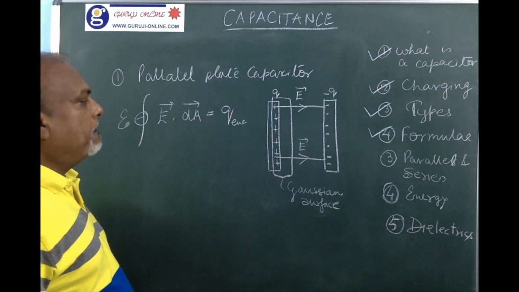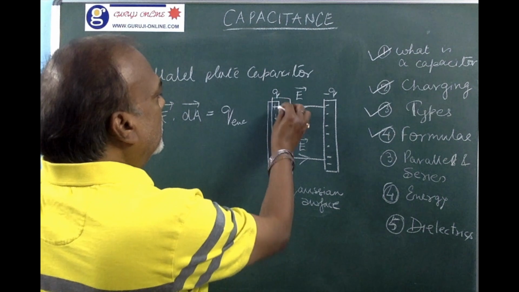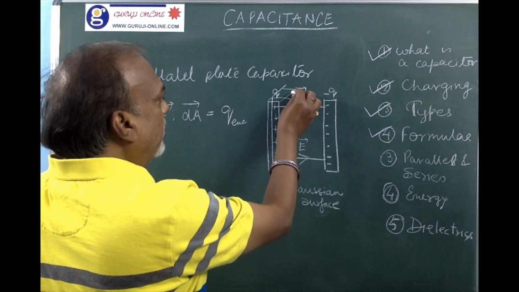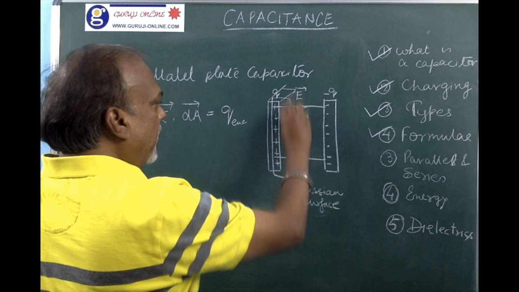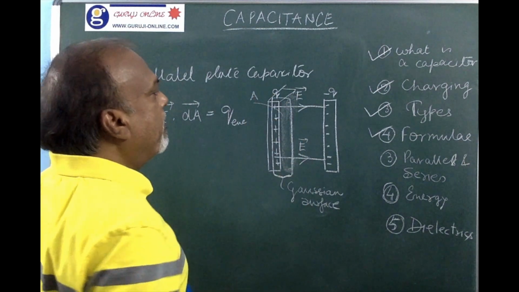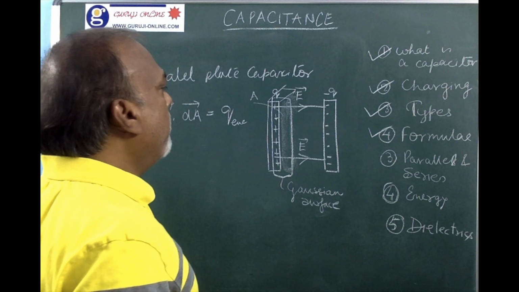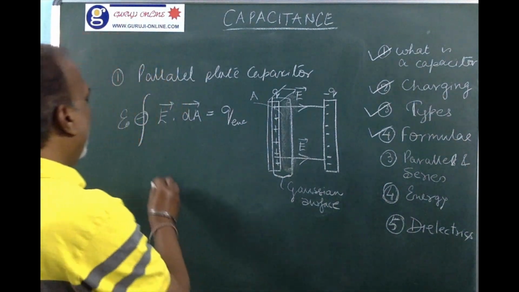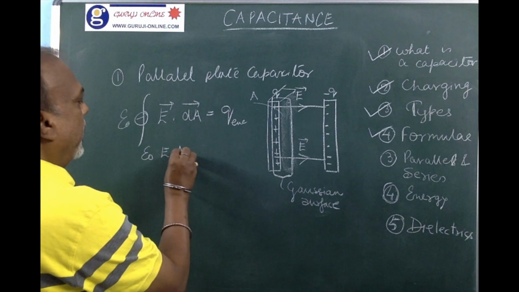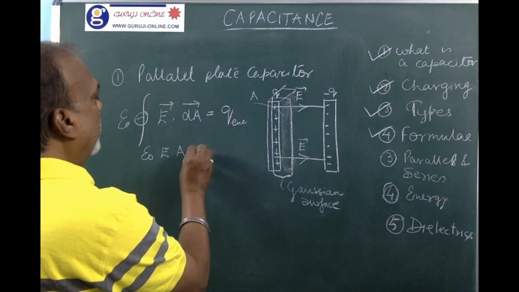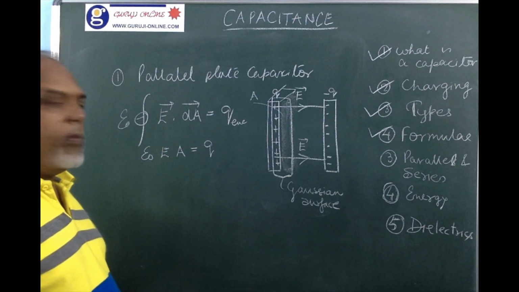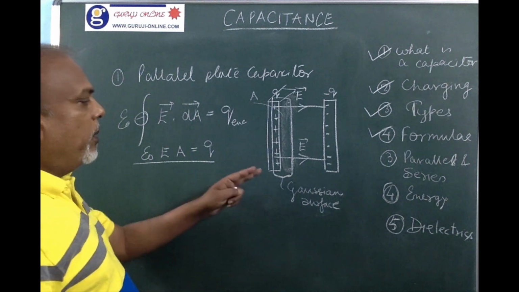This was our formula. Now in this case, suppose this is the parallel plate and this area is A. Correct? Then what will happen in this case? Epsilon 0 E into A, suppose this area is A, will be nothing but Q enclosed, that is Q. This is in case of parallel plate capacitors.